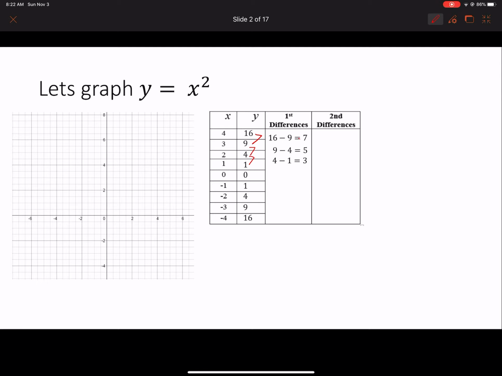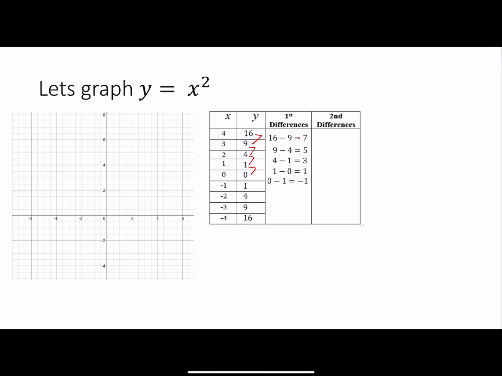You might start to think, why are we even bothering doing this? Just bear with me for a minute. 1 minus 0 is 1. And now on this side, 0 minus 1 is minus 1. 1 minus 4 is minus 3. 4 minus 9 is minus 5. 9 minus 16, again, is minus 7.